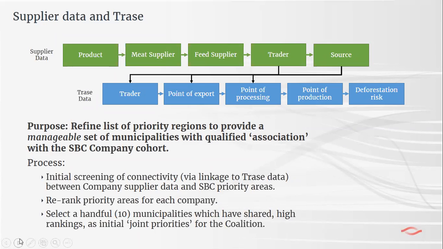Broadly speaking, just generalizing the approach that we took, we first conducted a basic screening and filtering exercise on individual company data to assess the level of connectivity that they had with the initial list of 58 priority areas that I've just summarized. We then re-ranked that priority list for each company based on their information. And then finally, across the companies that supplied data, we identified those municipalities which had shared high rankings. And from that list, we selected 10 municipalities as joint priorities for the coalition.